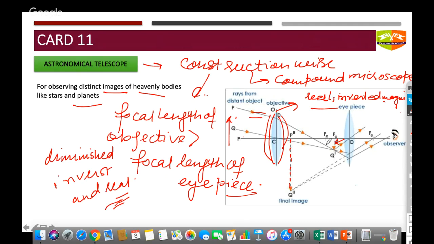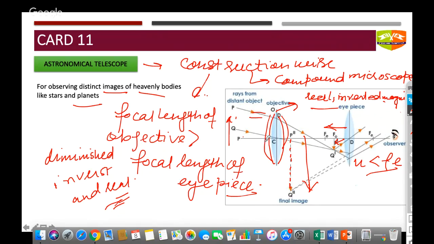I find a diminished image of the celestial body over here, as this is diminished, real and inverted, but U is less than FE. Hence, a magnified image of the celestial object would be formed in front of my eyes. This is how the astronomical telescope works.